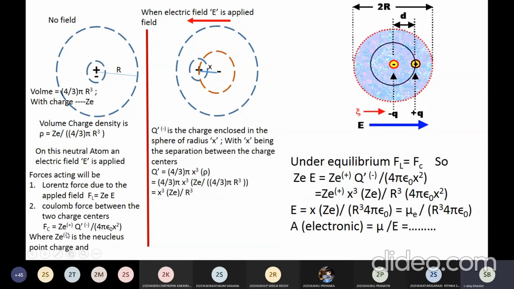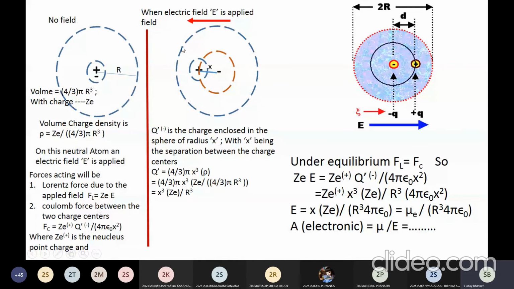Now what is the Coulomb force? Q1 Q2 by 4 pi epsilon naught r square. What is Q1? The positive charge inside the nucleus, that is Ze, and the negative charge which is enclosed in this sphere. The amount of negative charge enclosed in this sphere is q dash. So Ze into q dash by 4 pi epsilon naught r square, or x square, because x is the separation between these two. Now this is the Coulomb force.